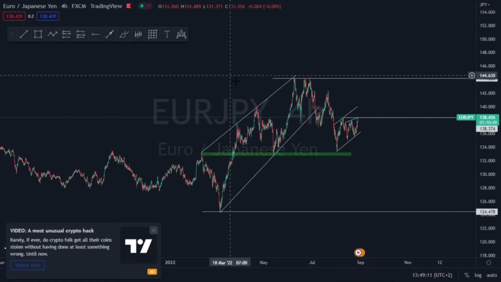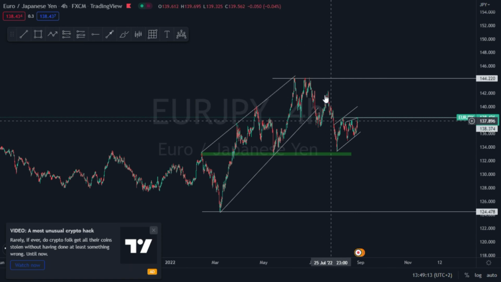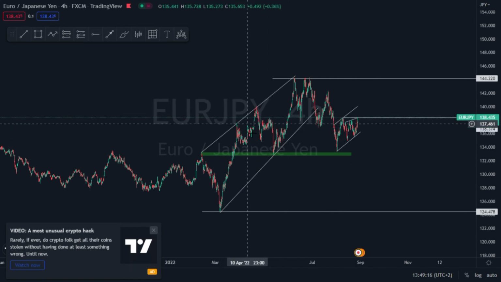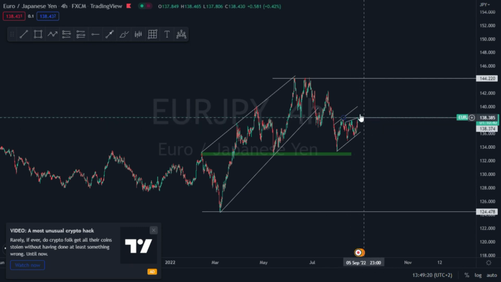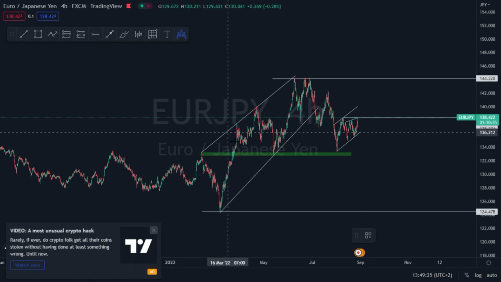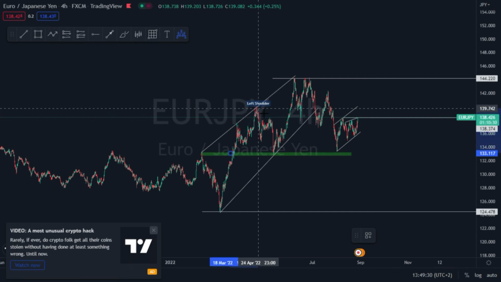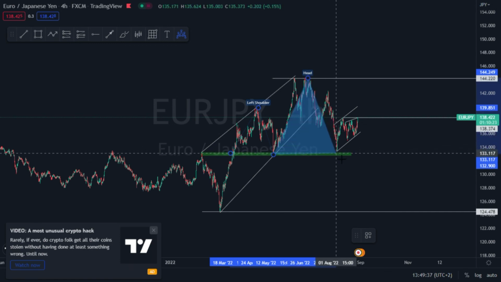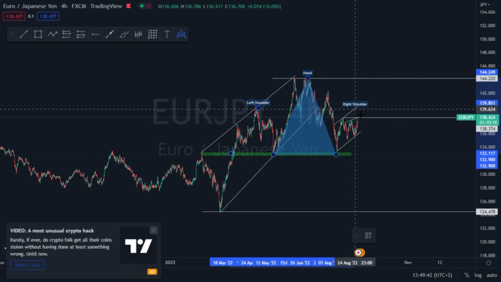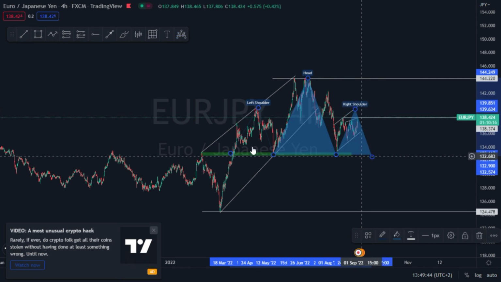So if you can see this whole structure right here, we have our left shoulder right here, and then we have our head, and then the market is more likely to form the right shoulder right there. So if I can just quickly show you what I mean by that, from this level we have our left shoulder, we have our head right there, and then we have our right shoulder from this level right here. So here on this market we have multiple confirmations, right?